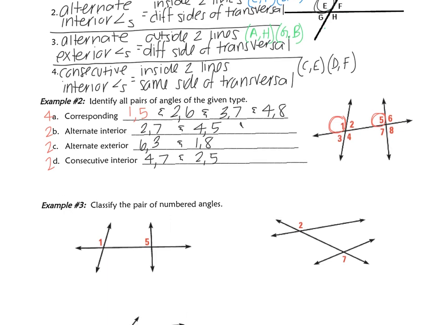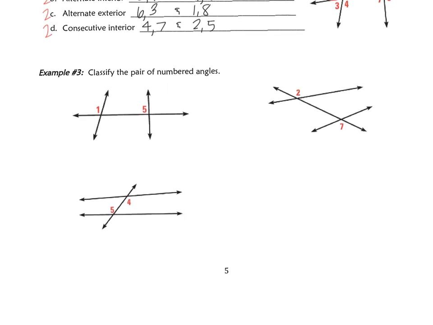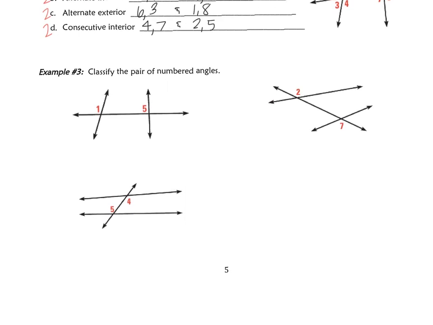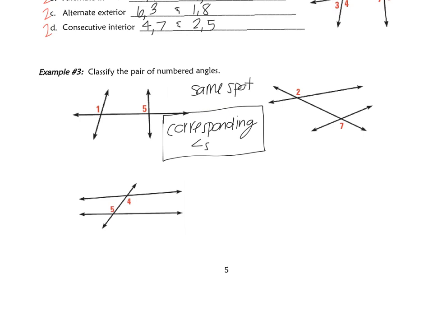Next, example 3 is classifying the pair of numbered angles. So if I look at this, angle 1 and angle 5, they are both above and to the left of the transversal. So I can see that they're in the same spot. Well, what angles are in the same spot? Well, that's corresponding angles. Please try the next 2.